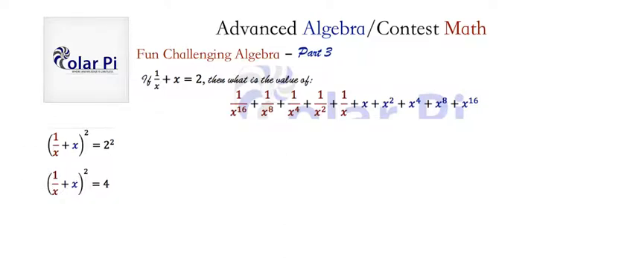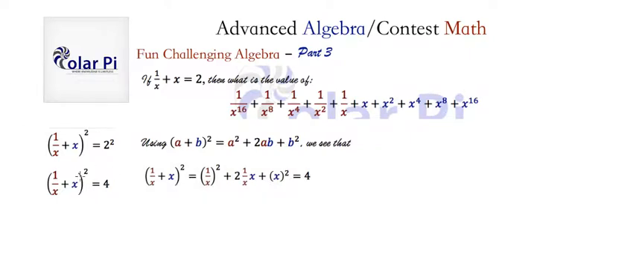Well, it's a binomial square, so if we use this binomial square formula, with a equaling 1 over x and b equaling x, we can see that the left-hand side of this here is going to be a squared plus 2ab and then plus b squared. Okay, and it's still equal to 4 on the right-hand side.